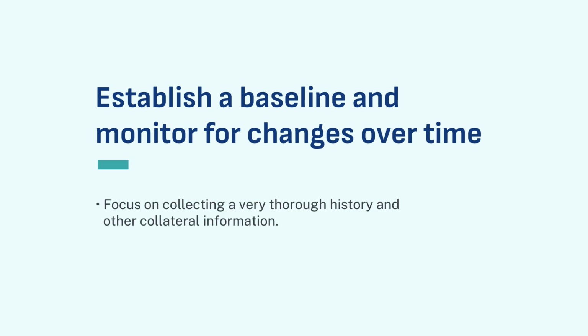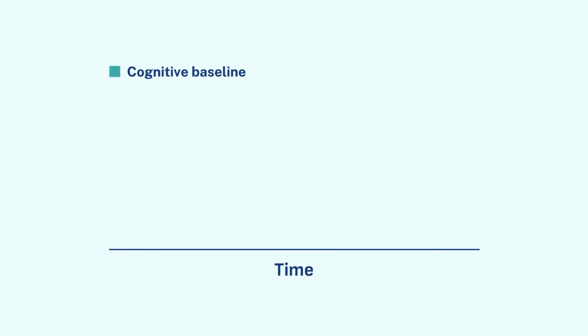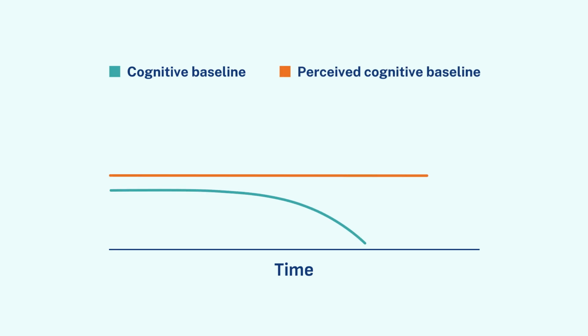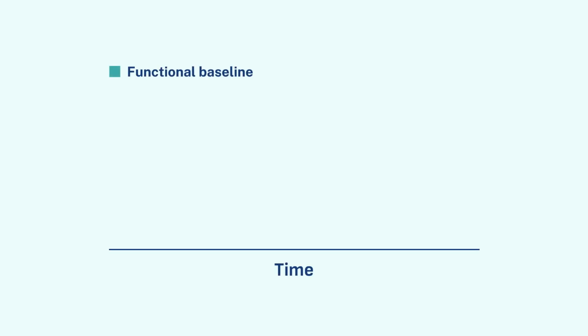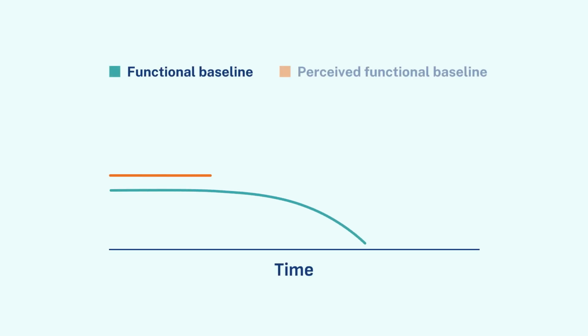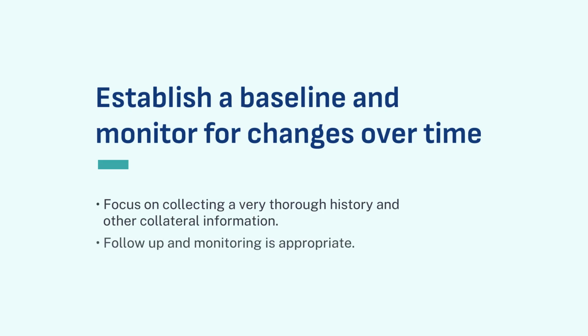Focus on collecting a very thorough history and other collateral information. Consider what has changed in the person's cognitive baseline. Is there a decline? Is there a decline relative to their perceived baseline? How is the patient functioning day to day? Is there a decline relative to their perceived functional baseline? If you cannot determine at that moment if there is a decline, then you have a baseline and follow-up and monitoring is appropriate. Let's talk about some specific scenarios now.